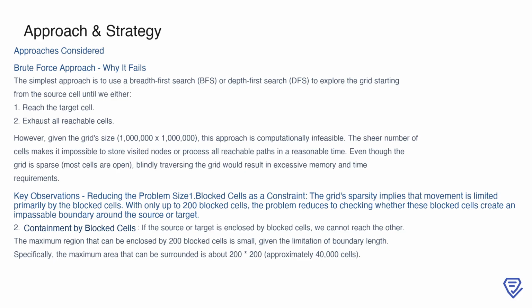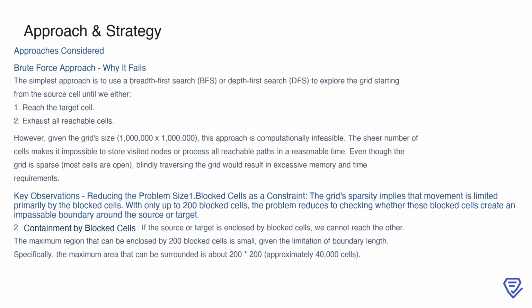To solve this problem, the first approach that comes to mind is to use a brute force method, such as breadth-first search or depth-first search. In this approach, we explore the grid starting from the source cell and continue until we either reach the target cell or exhaust all possible paths. However, given that the grid size is 1 million by 1 million, this strategy quickly becomes computationally infeasible. The sheer number of cells makes it impossible to store all visited nodes or process every reachable path within a reasonable amount of time. Even though most cells are open due to the grid's sparsity, blindly traversing the entire grid would result in excessive memory and time usage.